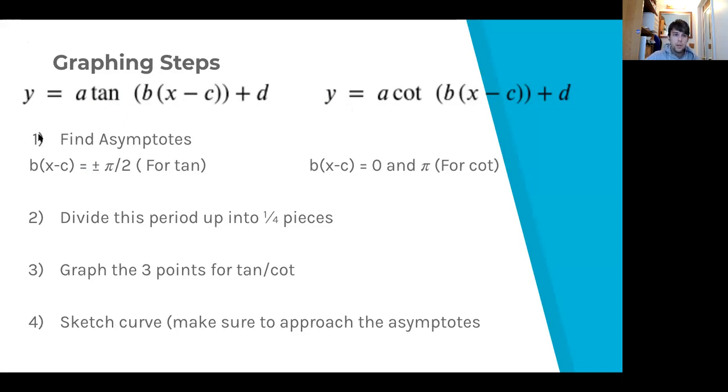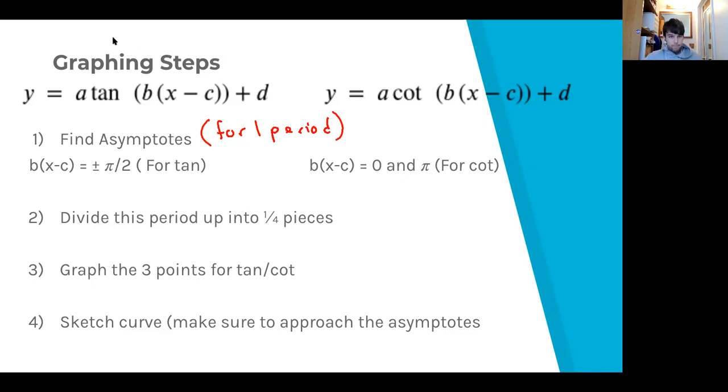So the first thing we're going to do is find the asymptotes. This is really only for one period. Obviously, it's going to keep repeating infinitely, just like all these other graphs in both directions. But this is just for one period. We're going to find the asymptotes, the left side asymptote and the right side asymptote.